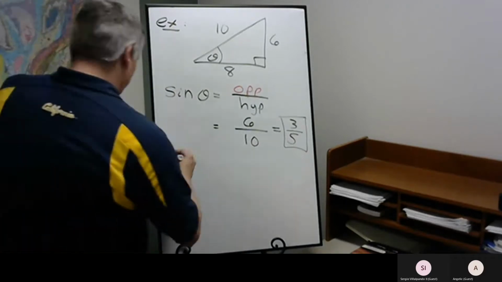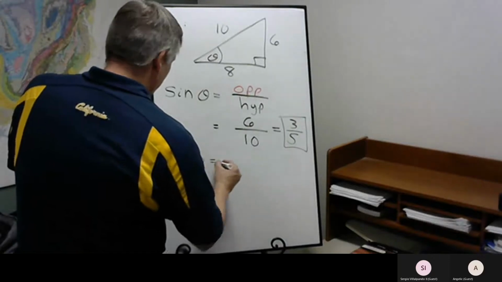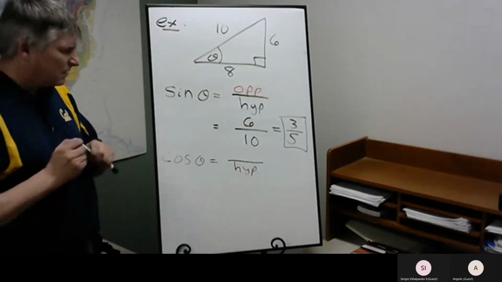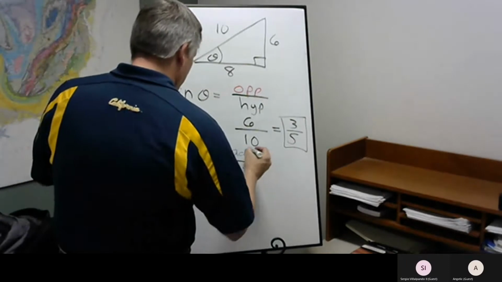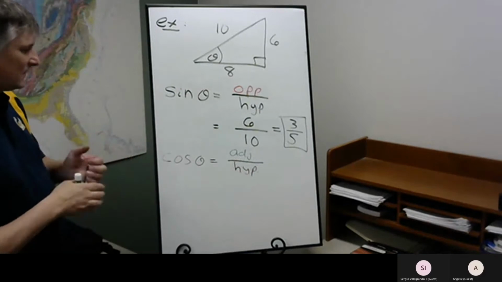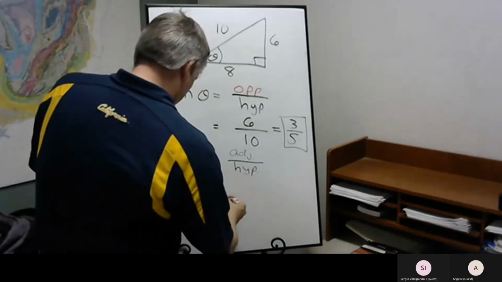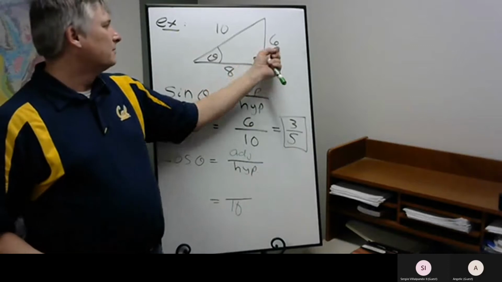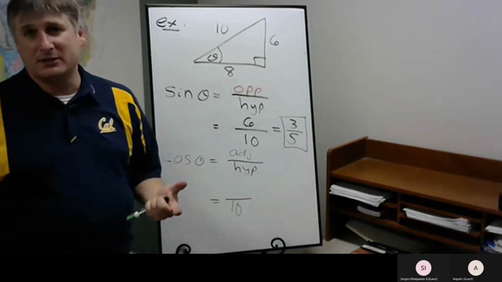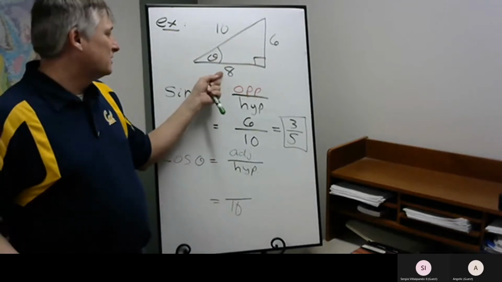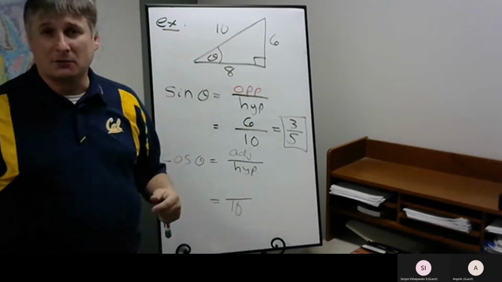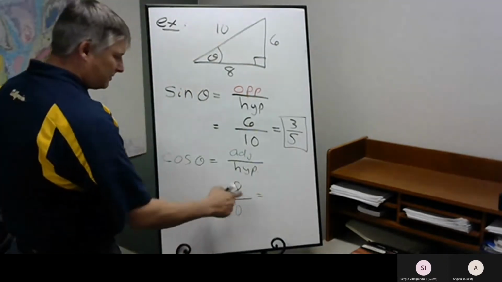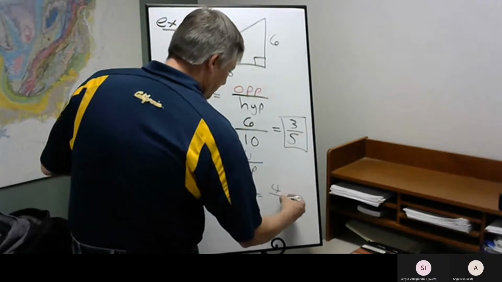What about cosine? Well, again, you've got hypotenuse on the bottom, and you have adjacent on top. So the hypotenuse is still 10. And the adjacent, well, this is the opposite. It's across from the angle. Hypotenuse is always across from the 90-degree angle. So the only side that's left is the adjacent. It's the one side that helps make this angle that's not a hypotenuse. So this means the adjacent is 8. And again, you can divide both of these numbers by 2 and get 4 fifths.